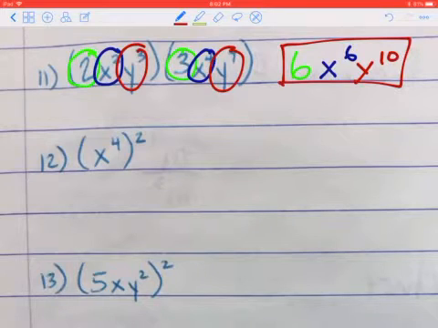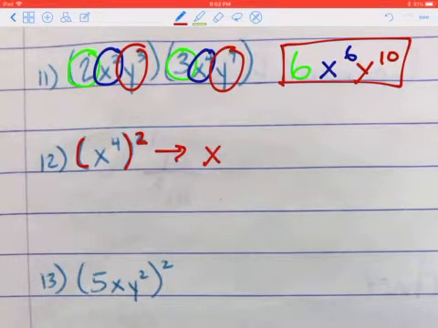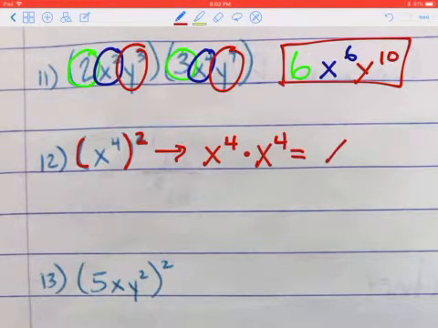When we have an exponent being raised to another exponent, remember that this means x to the 4 times x to the 4, which we know by the property that when we multiply exponents, we add, so x to the 8. That's an 8. Let's fix that.